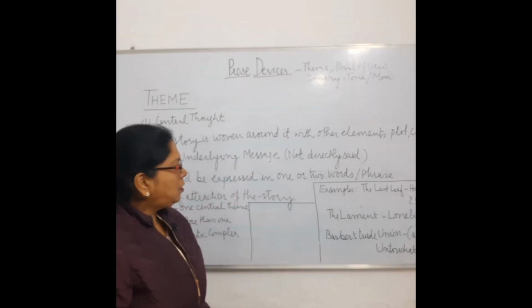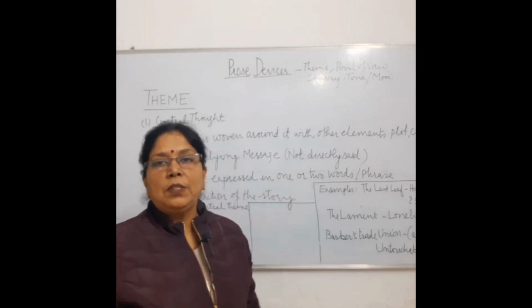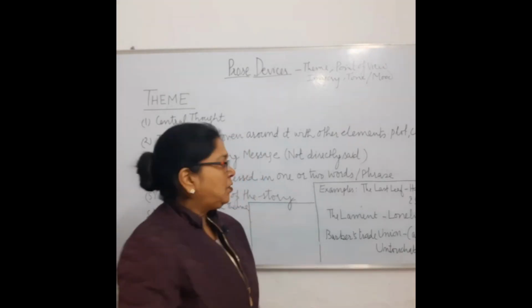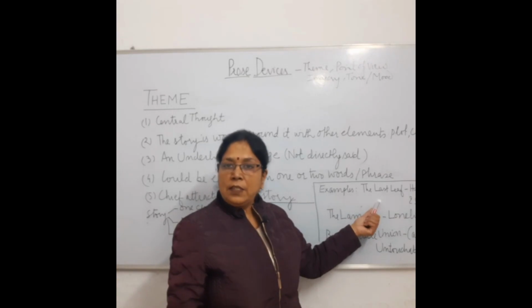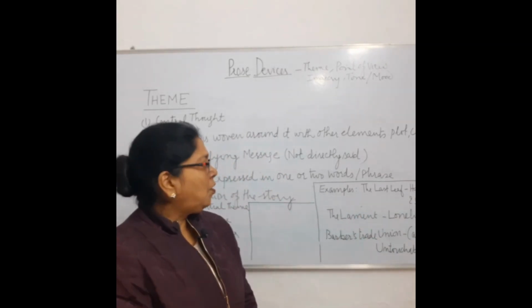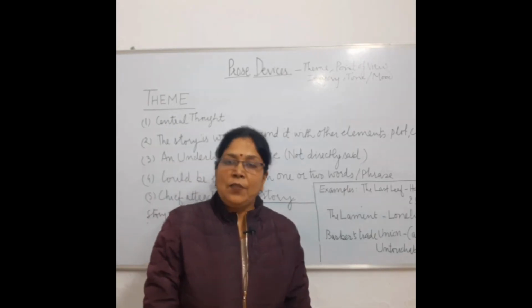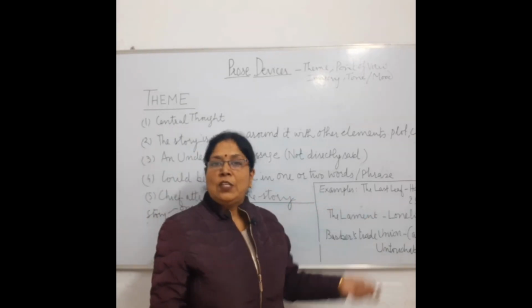Now I have noted down certain examples to make you understand the themes of the different short stories that are there in your syllabus. So the first example is The Last Leaf. This is an American short story, and the theme of this short story is hope, friendship and sacrifice. And you know that it can be expressed in merely two or three words.